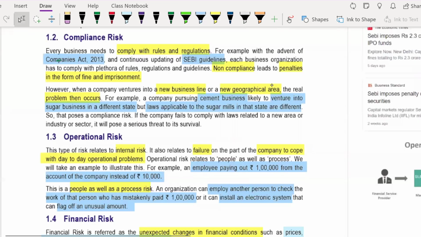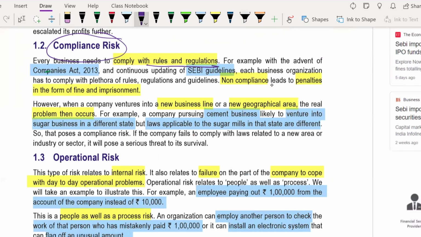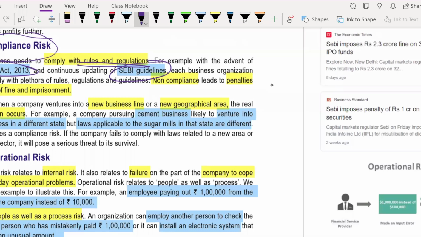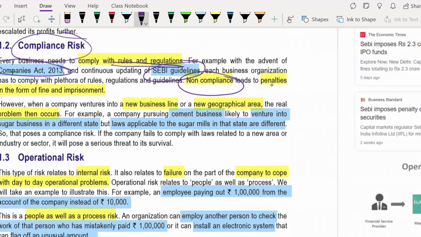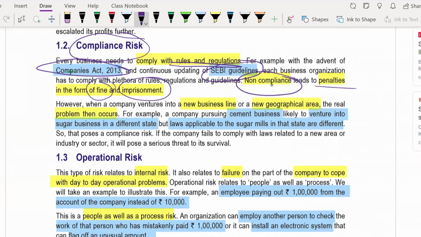The second risk is compliance risk, where the company or the business does not comply with the rules and regulations that have been set up for them. Suppose all the companies have to comply with the Companies Act 2013. All the listed companies have to comply with the SEBI guidelines. Okay, so in case of non-compliance, what will happen? You will have to face penalties in the form of fines and imprisonment. Correct. So this is compliance risk. When you don't comply with some things, you have to compensate for it with fines and imprisonment penalties.